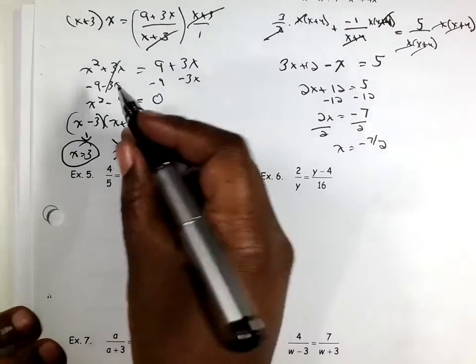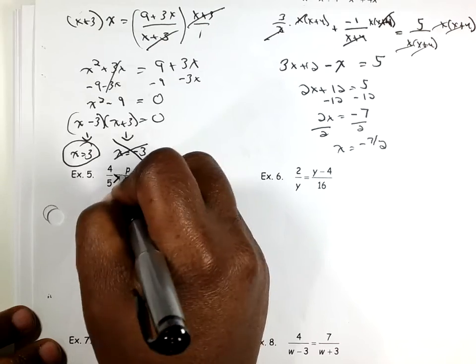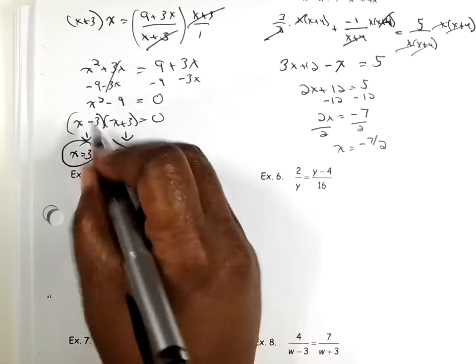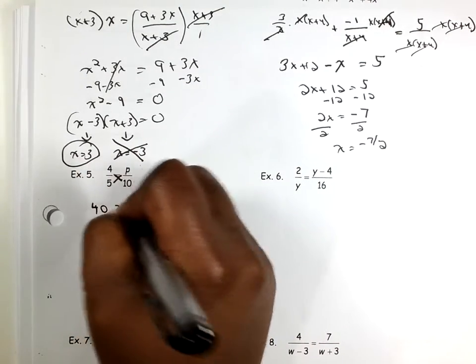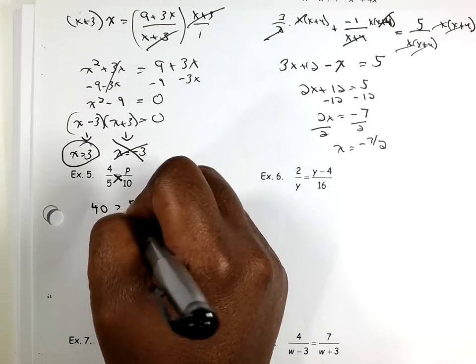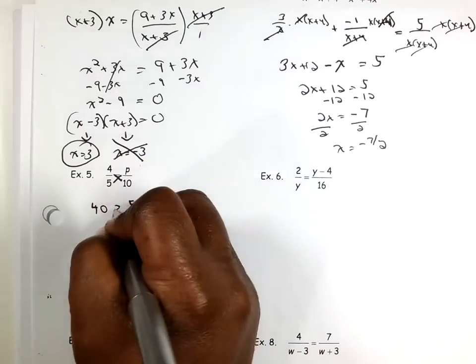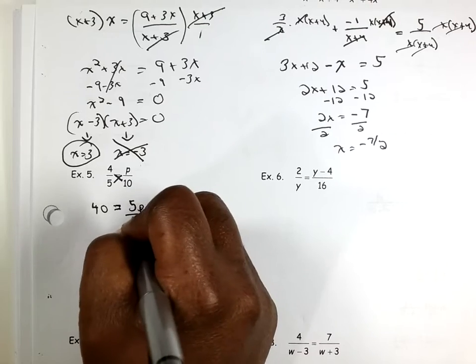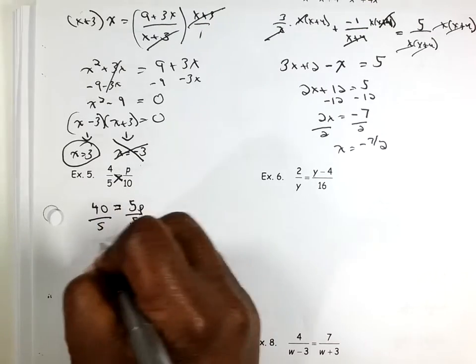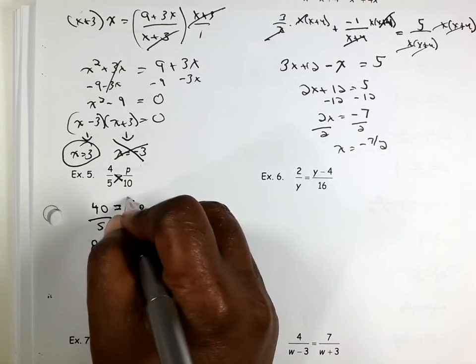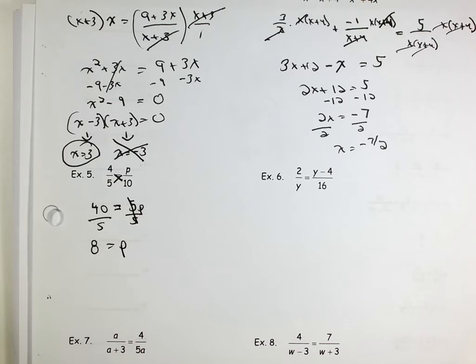So for the first one, I'm going to do 4 times 10 is 40 equals 5 times p. So 40 is equal to 5p. Divide out the 5, and we get 8 is equal to p. So we don't really have to think about the least common denominator when we have these proportions. We just have to cross multiply.